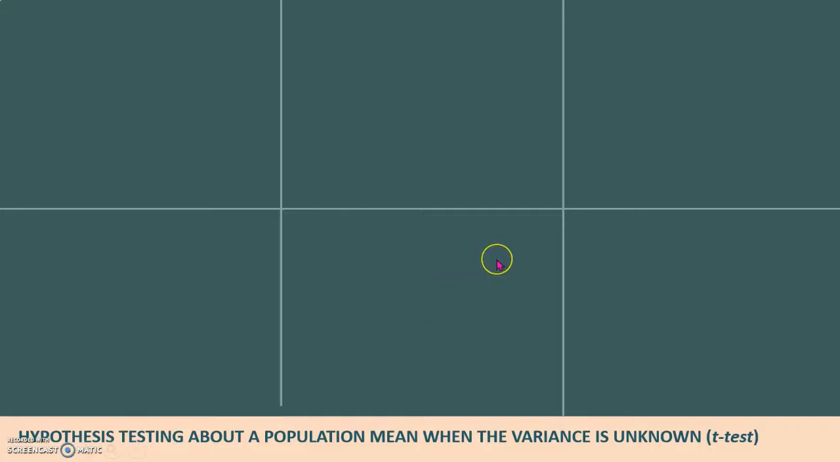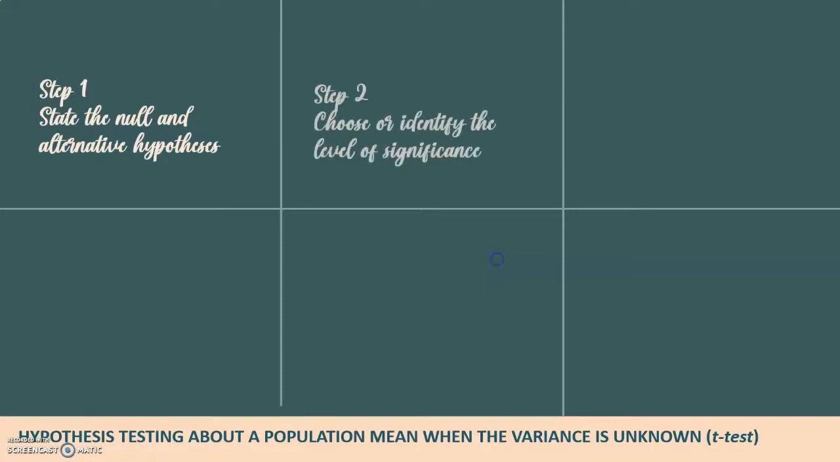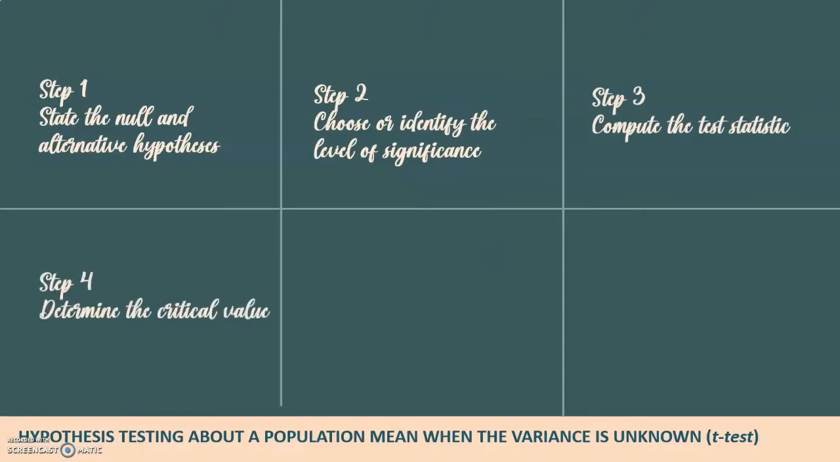Okay, so we will still follow the 6 steps of hypothesis testing. First, state the null and alternative hypothesis. Step 2, choose or identify the level of significance. Step 3, compute the test statistic. Step 4, determine the critical value. Step 5, illustrate the curve. And step 6, draw a conclusion.